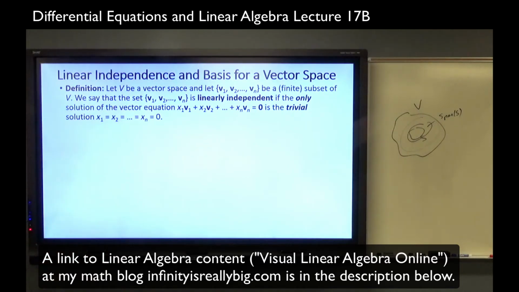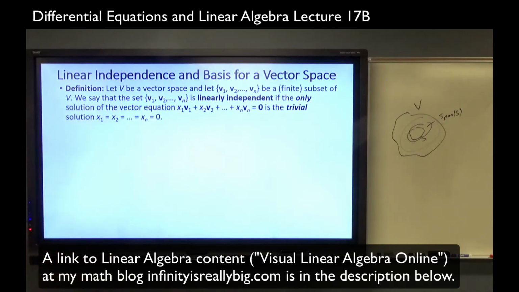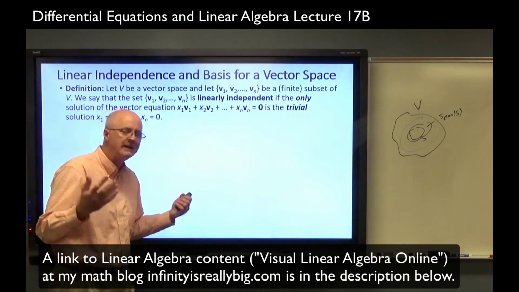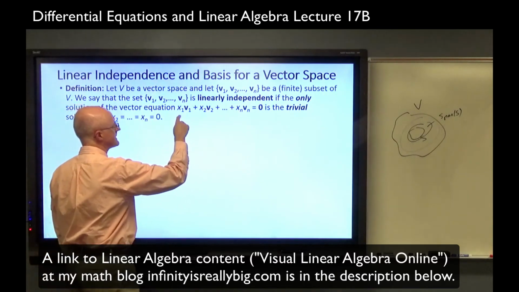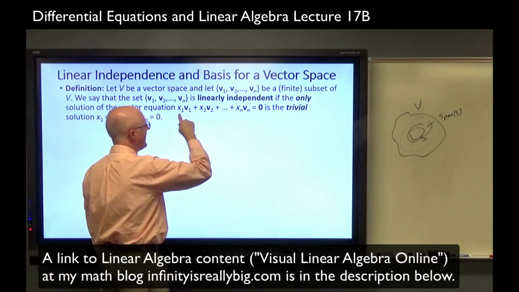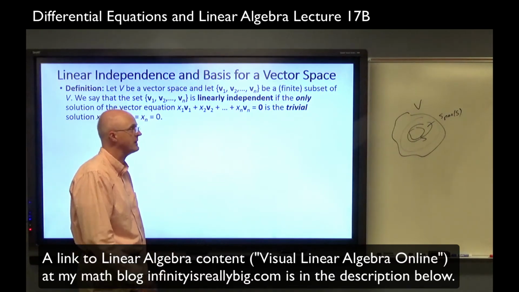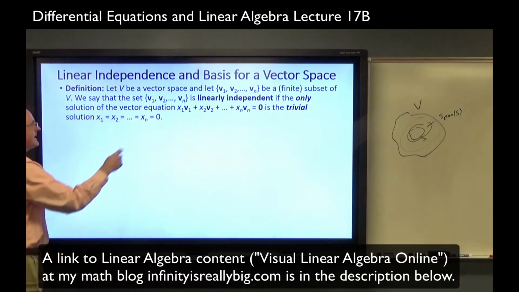Let V be a vector space. This is a definition, it's not a theorem. Suppose you've got a finite subset of V. This is like an S, but it is going to be a finite set here. We say that this set is linearly independent, or we say these vectors form a linearly independent collection, if the only solution of this vector equation, where this linear combination equals the zero vector, and the scalars x1 through xn are unknown, so to speak, we're looking for solutions of this, if the only solution of that is the trivial solution, where all the x's are the number zero.